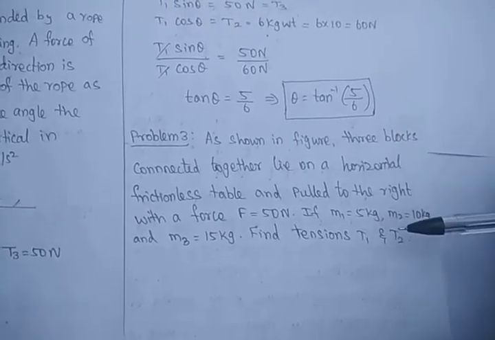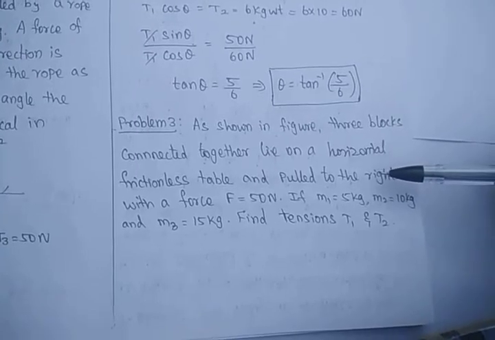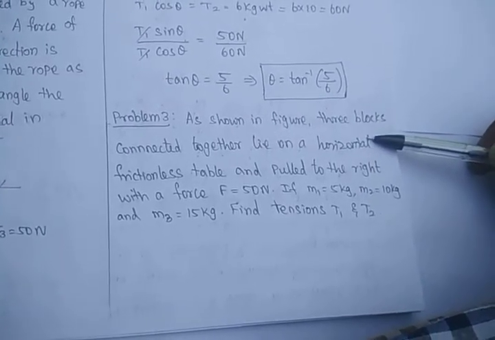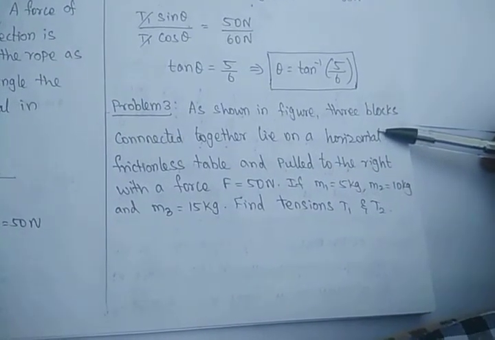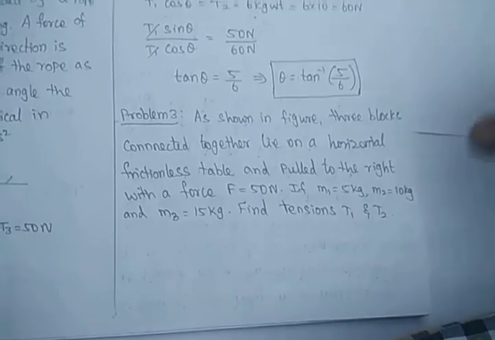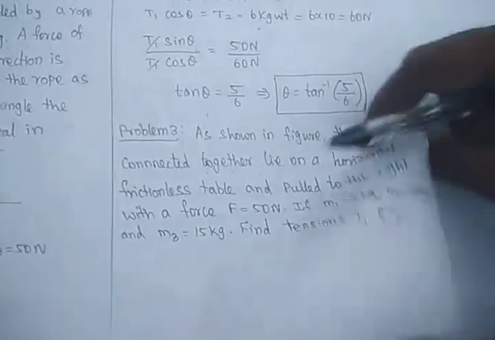Then the third question. As shown in the figure, which will be shown on the next page, the 3 connected blocks lie on a horizontal frictionless table and are pulled to the right with a force. The force is given as 50 Newton. The masses are given as 5 kg, 10 kg and 15 kg. Find the tensions T1 and T2. So remember 5 kg, 10 kg and 15 kg. The force is 50 Newton. We have to calculate T1 and T2.